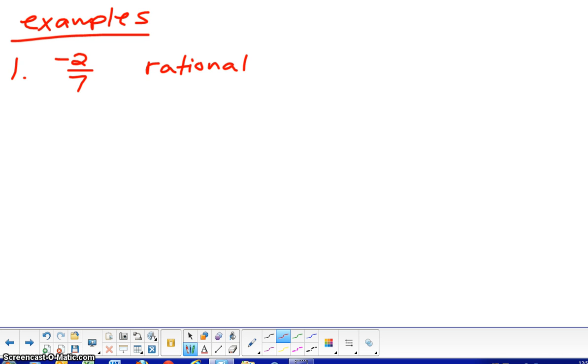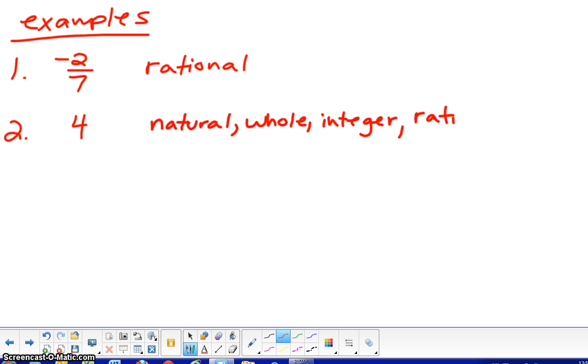Okay, and then number 2, I'm going to give you the number 4. So this one is considered a natural number, because it would be in that group. A whole number. It's also an integer. And it is rational. Even though it's not a fraction, we can make 4 into a fraction. So think of it that way. Any number that you can change into a fraction is considered rational. Okay? And let's go on to the next one.